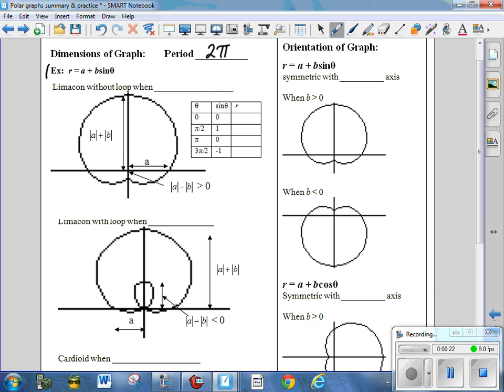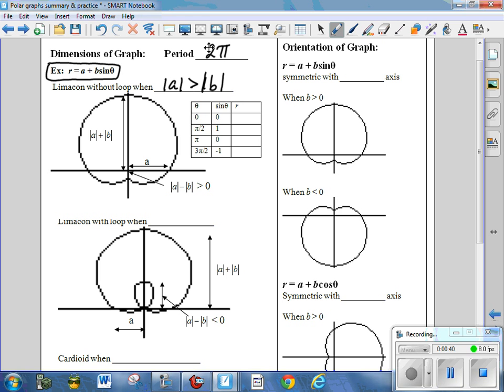Given the equation r equals a plus b sine of theta, we have a limaçon without a loop when the absolute value of a is greater than the absolute value of b. I'm putting the absolute value because sometimes a or b could be negative numbers, but this is when one is larger than the other.